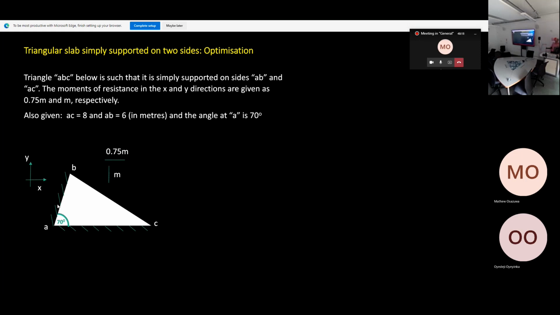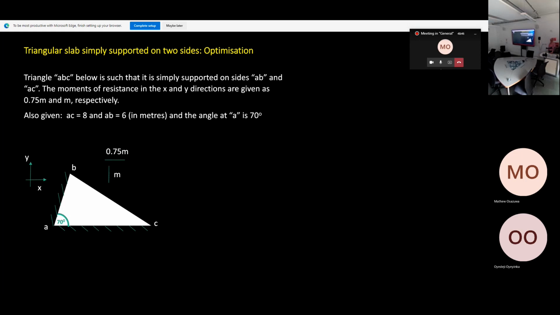The other data we are given is that the angle between AB and AC is 70 degrees. That is all we are given. Also, you need the lengths. AC is 8 meters, and AB is 6 meters. So this is 6 meters, this is 8 meters, and the angle is 70 degrees.